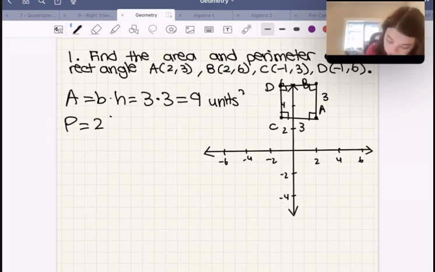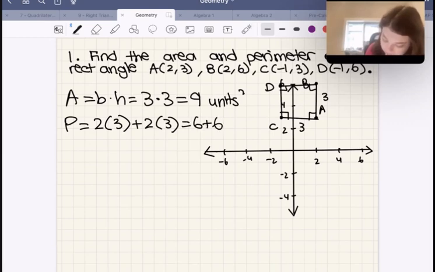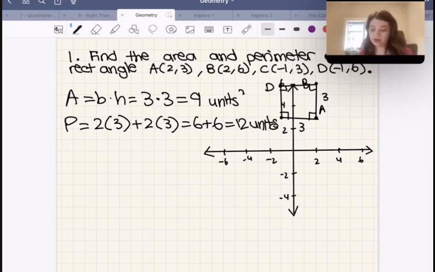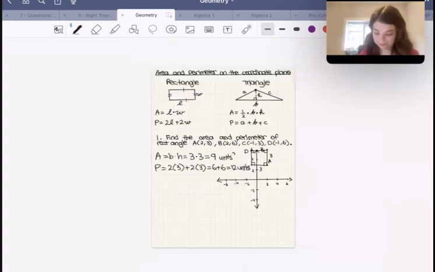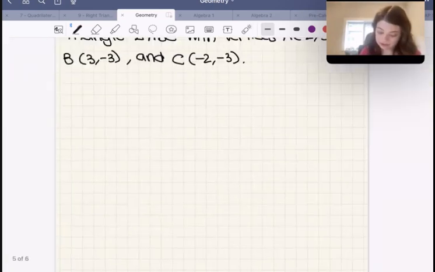So 2 times the length, which is 3, plus 2 times the width, which is also 3. That's going to be 6 plus 6, which is going to equal 12 units. So therefore, our perimeter is 12 units, and our area is 9 square units. All right, and let's move on to another one.